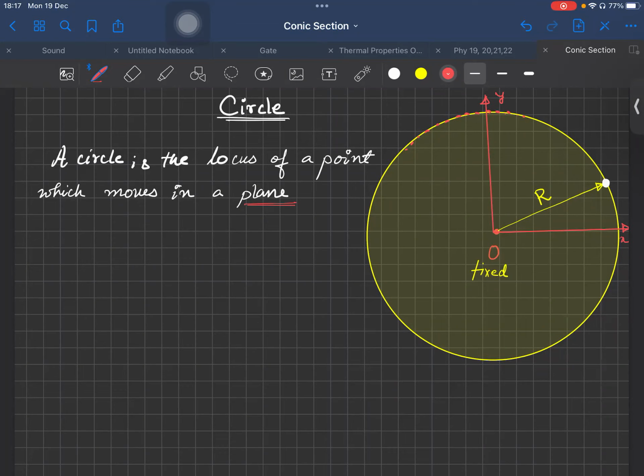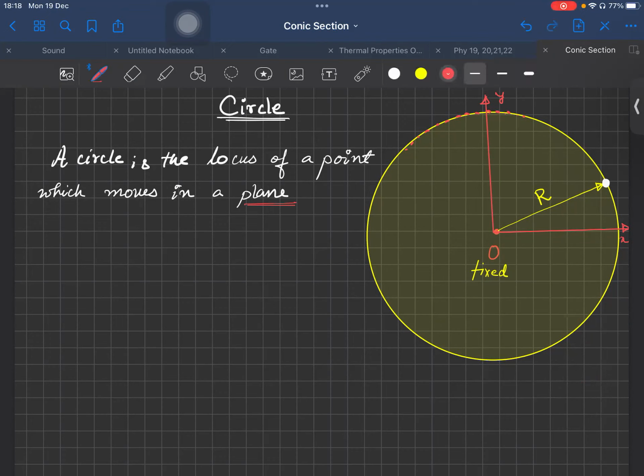But circle is defined only on a plane. It's a plane figure. So it can be defined using only 2 axes or 2 coordinates, we can say X and Y. See, modulus of Z in complex numbers, modulus of Z equal to R, will also give you the equation of a circle. Okay, later on we'll talk about that.